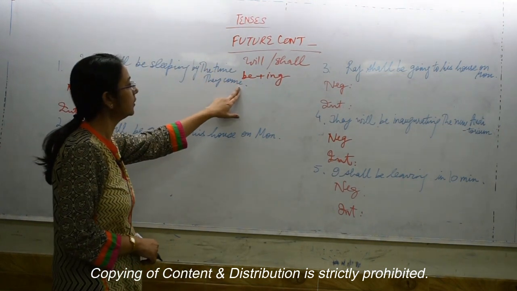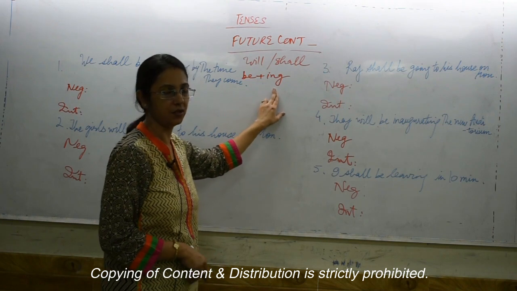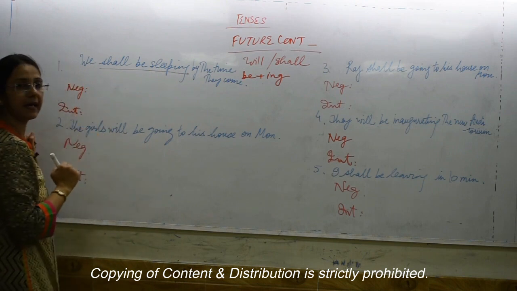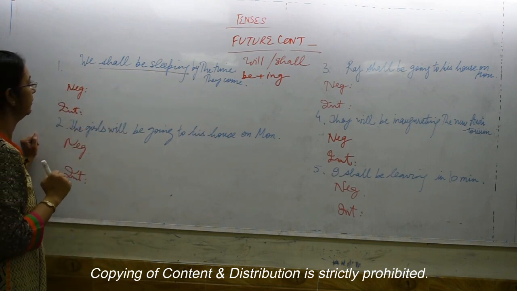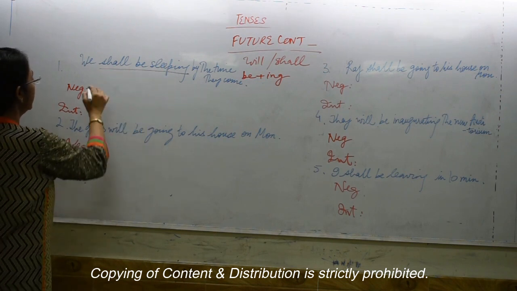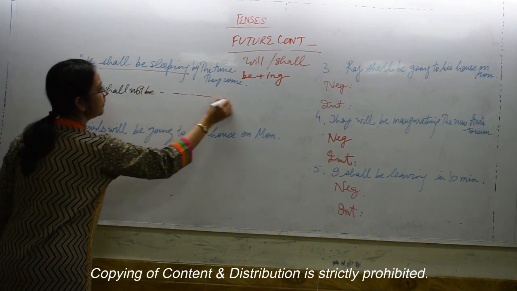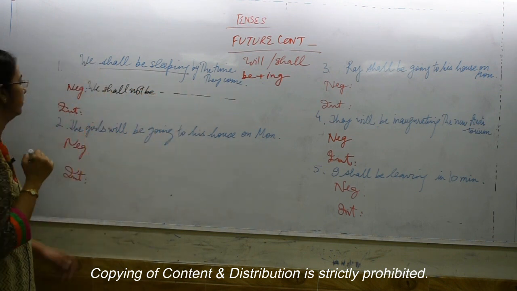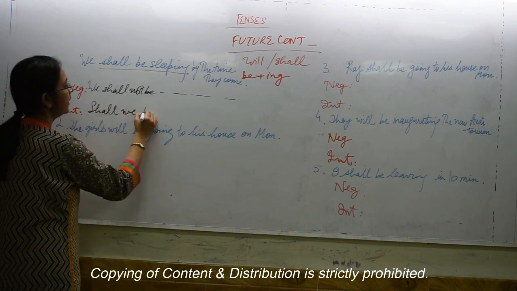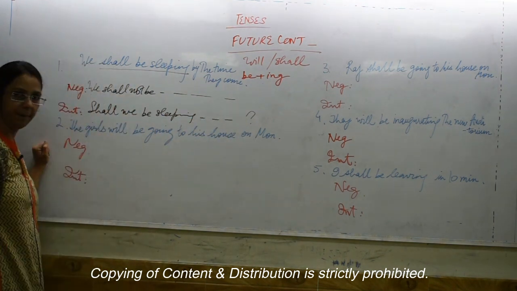In future continuous, we shall be using will or shall plus be plus the ing form of the verb. Let's do: we shall be sleeping by the time they come. So, shall be sleeping will be the future continuous tense. Negative: we shall not be sleeping by the time they come. Interrogative: shall we be sleeping at the time when they come?